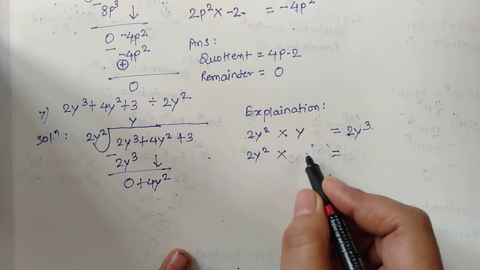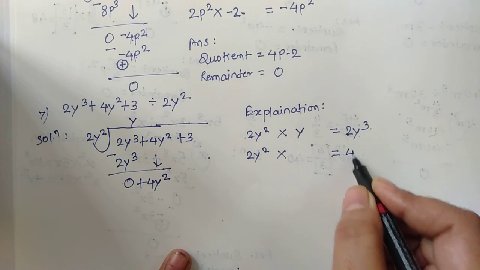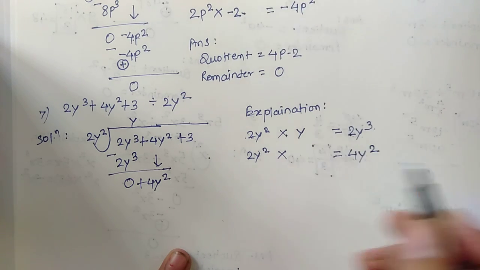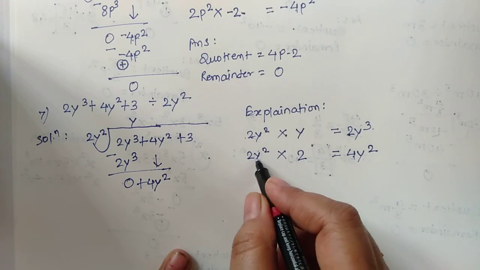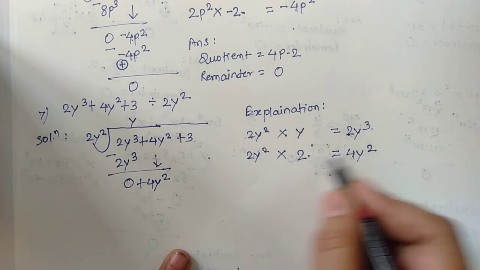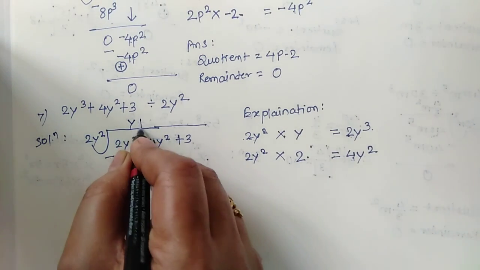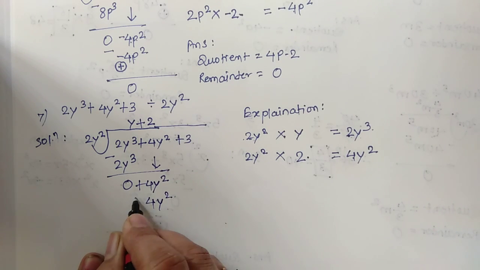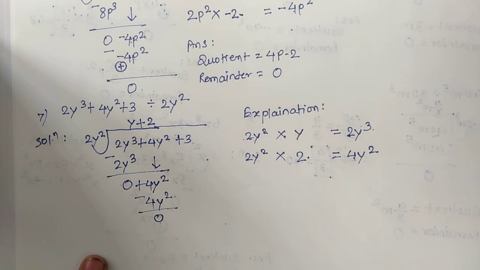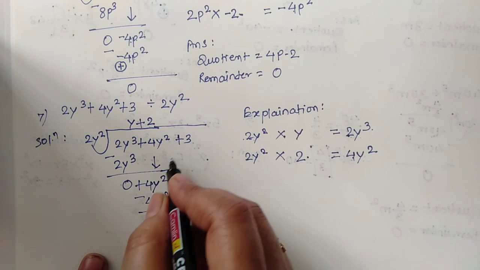So twice y square multiplied by what? Then we get the 4y square. See, 2 2s are 4 and y square into 1 is y square. So our next multiplier is plus 2. Then we get the 4y square. Take the subtraction. Remainder is 0.